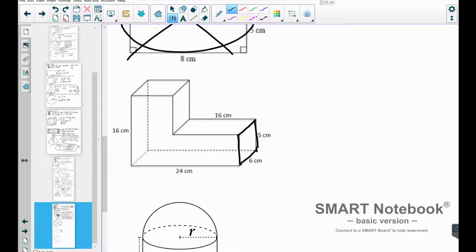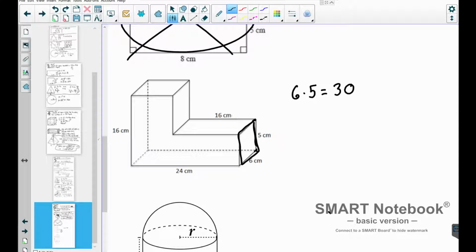Well, that's just a rectangle. So we would do 6 times 5. That's going to give us 30. So we have 30 here as the area for this portion. So this portion is done. We'll outline them as we finish them.